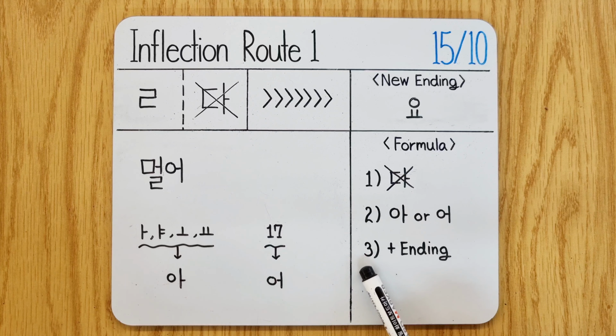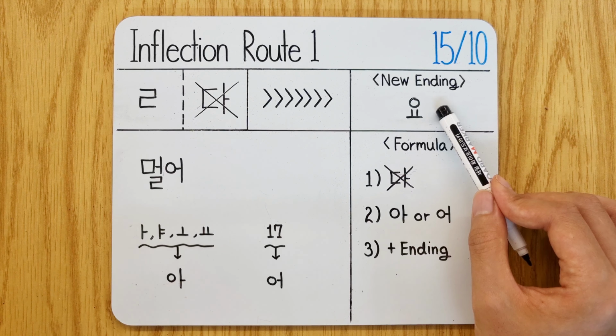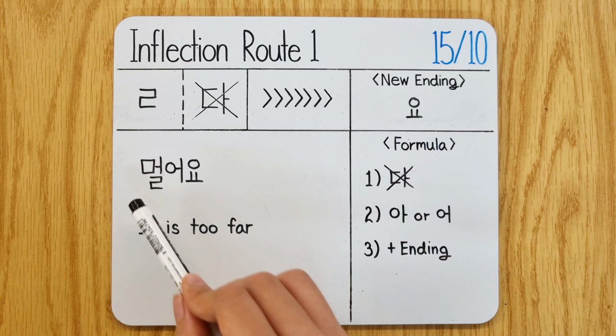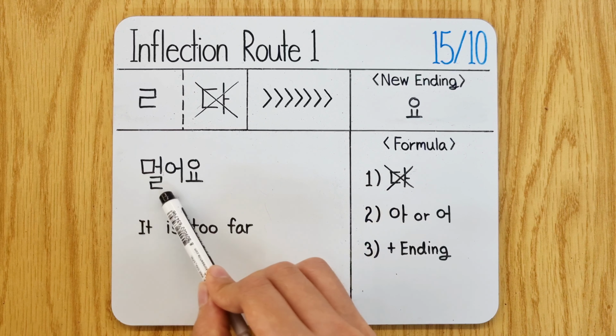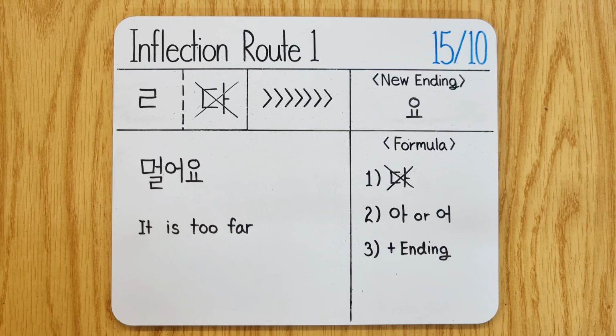And now, according to step number 3, we can attach the new ending. Once again, let's use the 요 ending that indicates actual form present tense. 멀어요, which is the actual form present tense of the adjective far. So, for example, we can use it when we say something like, it is too far.